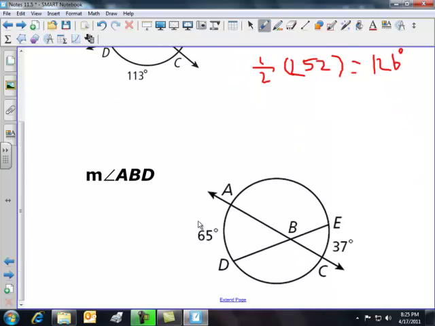All right. So for the measure of angle ABD, again, add the 65 and 37. That would give you 102. We're going to take half of 102, and that would be 51 degrees. Good stuff, eh?